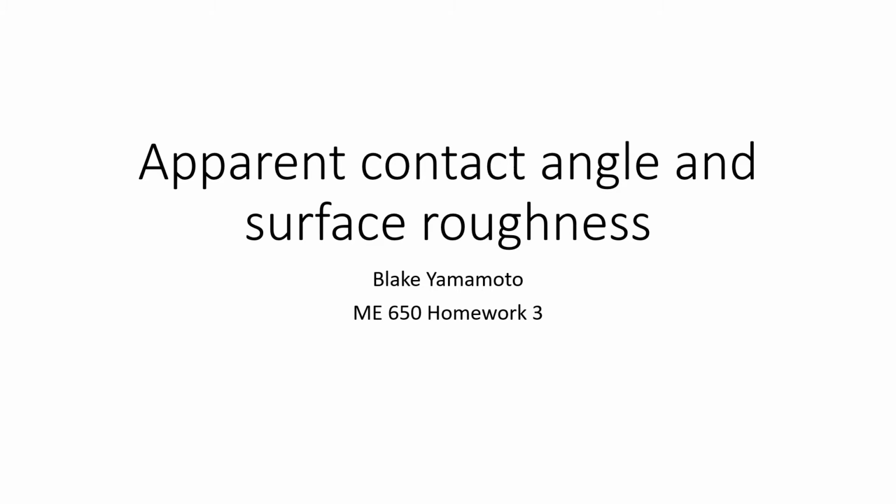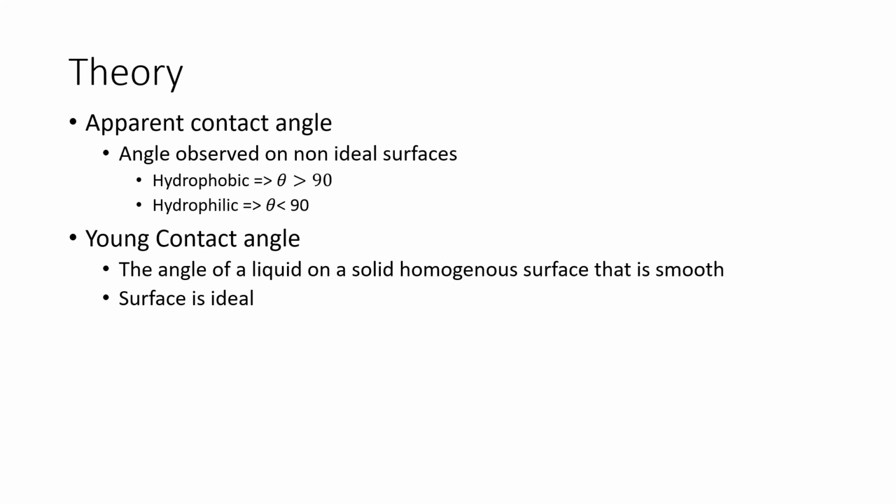Hi everyone, today we're going to be looking at the apparent contact angle and how surface roughness affects it. So first off, the apparent contact angle is the contact angle of the liquid on any non-ideal surface. So any real surface, if the angle is greater than 90 degrees, that surface is considered hydrophobic, and if the angle is less than 90 degrees, it is considered hydrophilic.